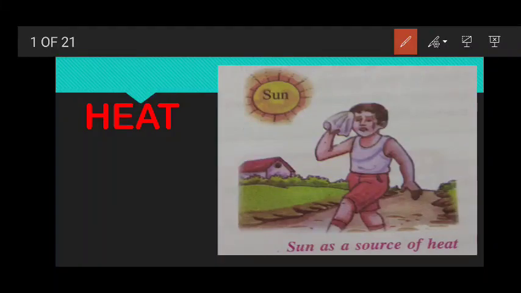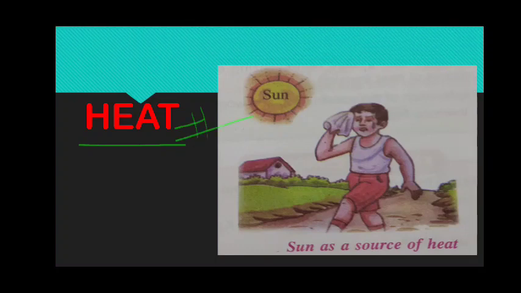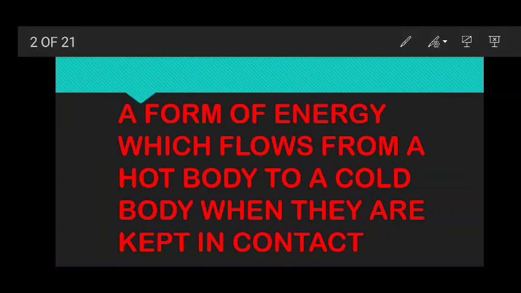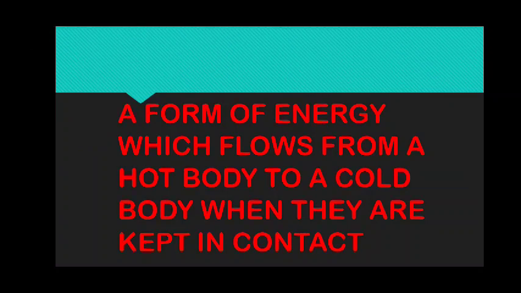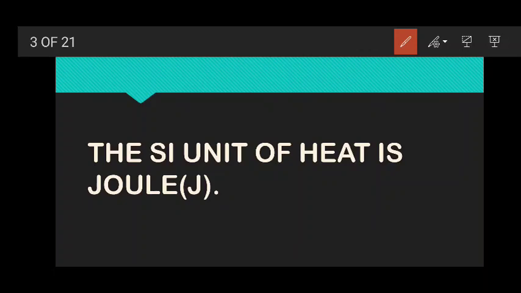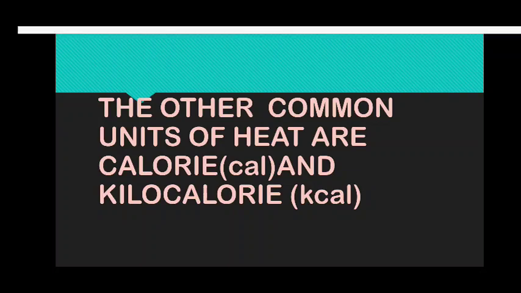Hello everybody. Now I am going to discuss the chapter that is heat. Heat is a form of energy which flows from a hot body to a cold body when they are kept in contact. The SI unit of heat is joule, and the symbol to represent joule is capital J, and the other common units of heat are calorie and kilocalorie.